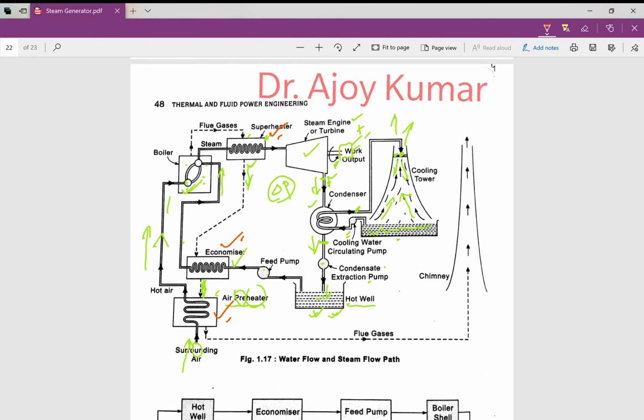right? So now what happens after losing heat to this air preheater, the hot gas has only sufficient heat so that, due to density difference, it should go out of the chimney. It is designed in such a way that after losing heat to this last device, the air preheater, this hot gas has only sufficient heat that, being lighter due to density difference, it should go to the atmosphere via the chimney.